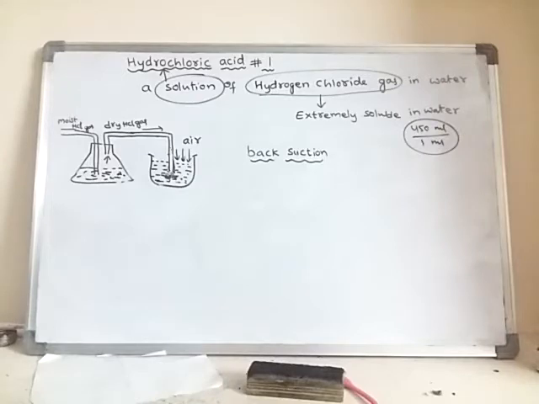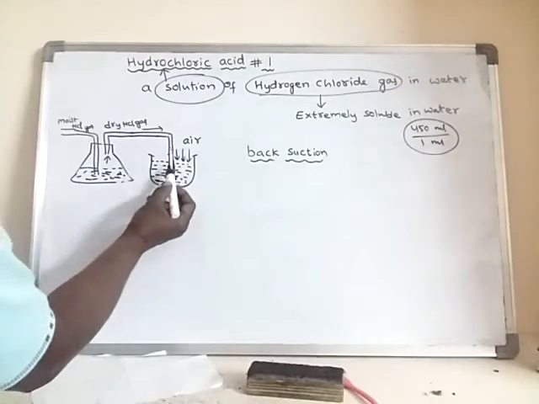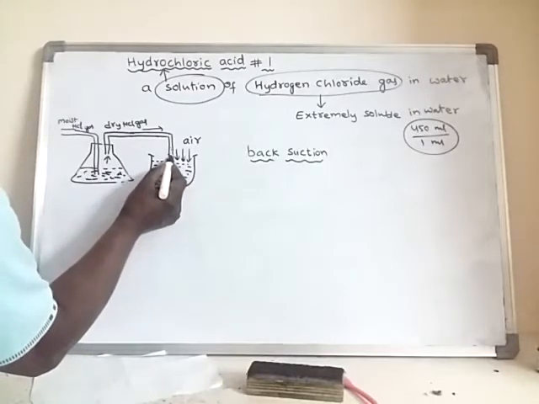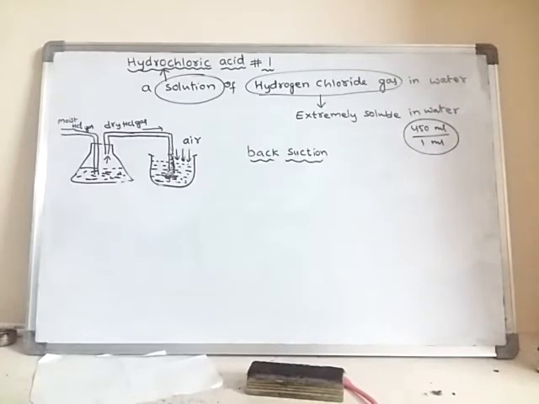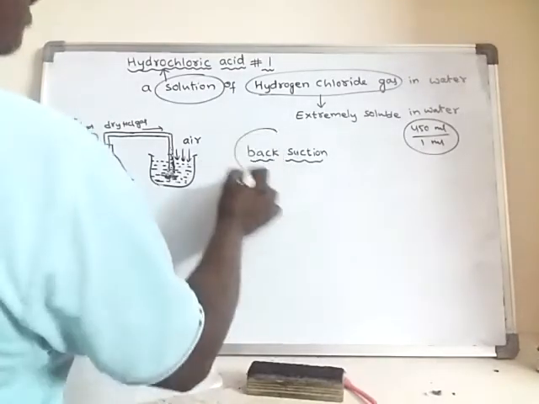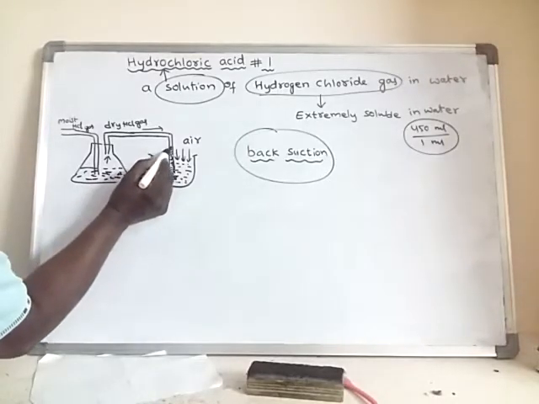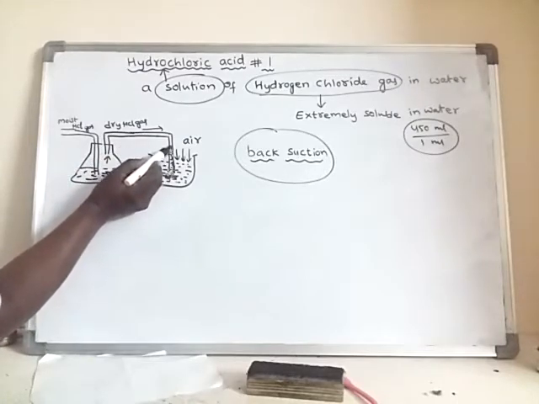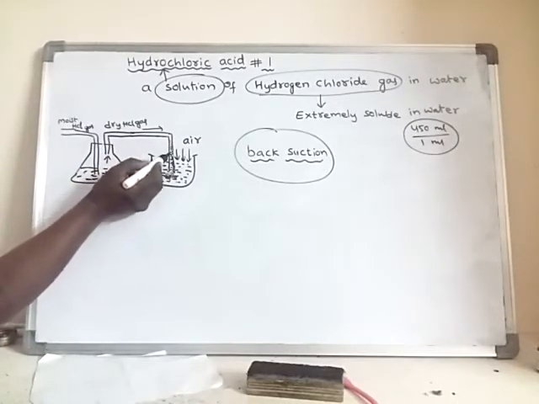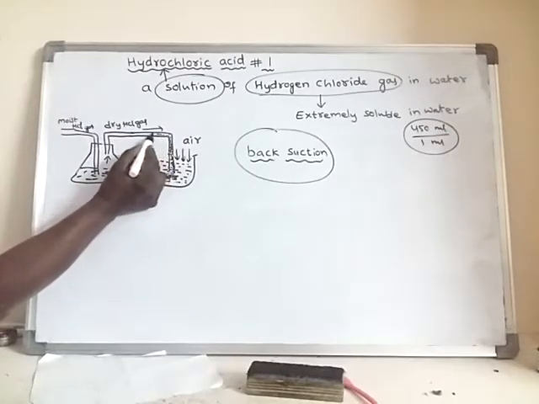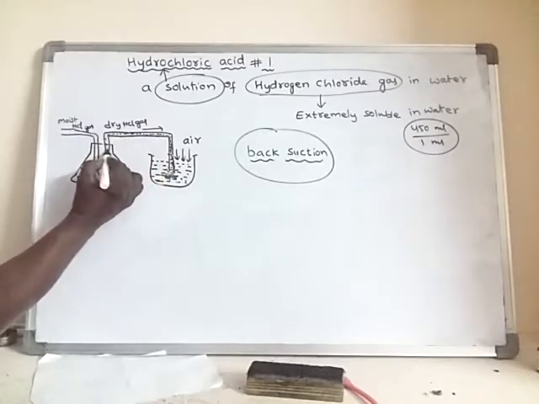So this is the reverse process, water is raised into the tube. This rise in the level of water in the delivery tube is called back suction. Due to back suction, the water slowly enters, because this water is in contact with this gas. Water level rises in the delivery tube, and finally it will reach the flask.